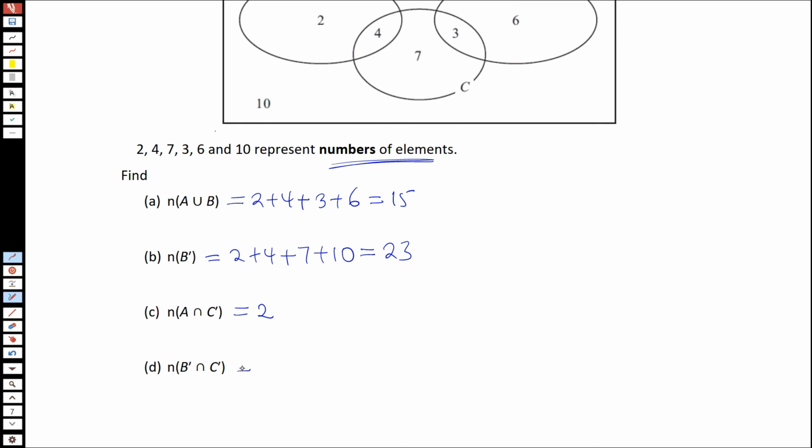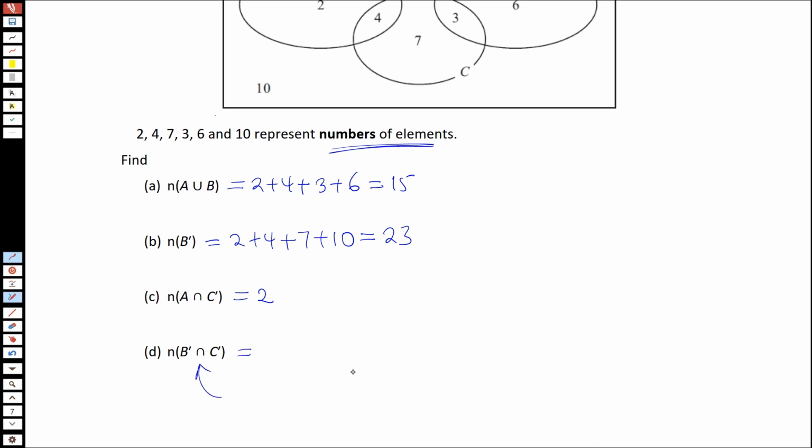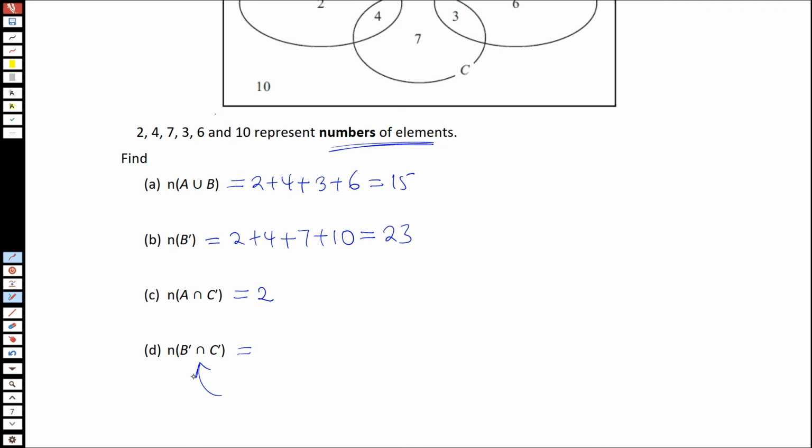Now for the last part, if you look through the explanations that I've given previously, this notation here, the intersection of not B and not C, is the same as not A or C. So this is a true statement. You can look at my previous videos. It's implied in one of those questions that I've worked through. So you can use this to basically work out part D.